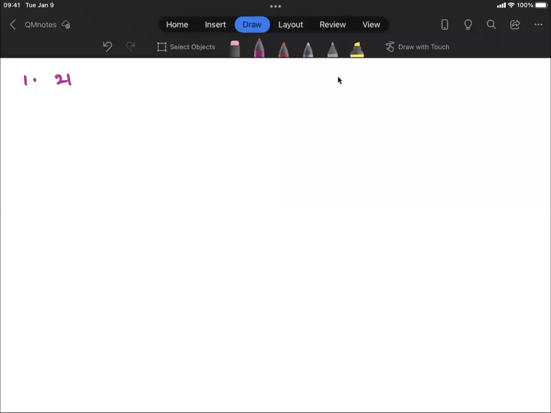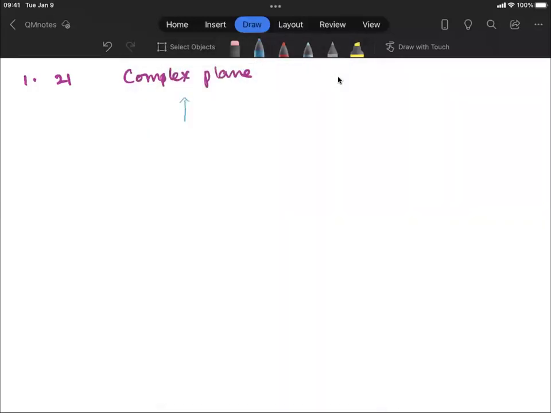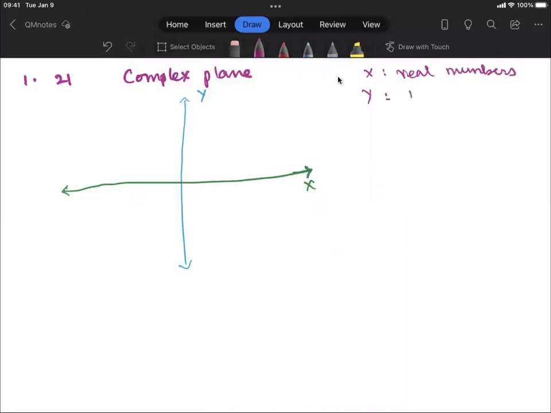In question 1.21, we are asked to plot certain points in the complex plane. So, the complex plane is a plane formed by complex numbers. The complex plane has this, let's call this the y-axis, and let's call this the x-axis. So in a complex plane, the x-axis is formed by real numbers, and the y-axis is formed by imaginary numbers.